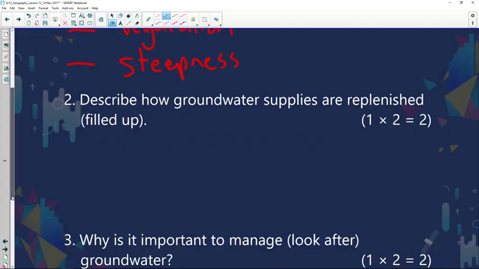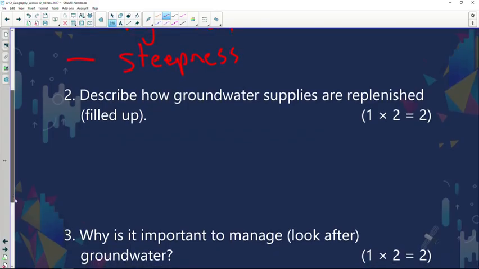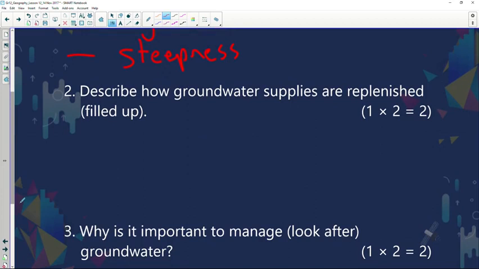Now, if you look at the next question, describe how groundwater supplies are replenished, filled up. It's usually by precipitation. If an area receives more rainfall, the chances are that the groundwater is going to be filled up much quicker. So definitely our answer can be precipitation, rainfall.